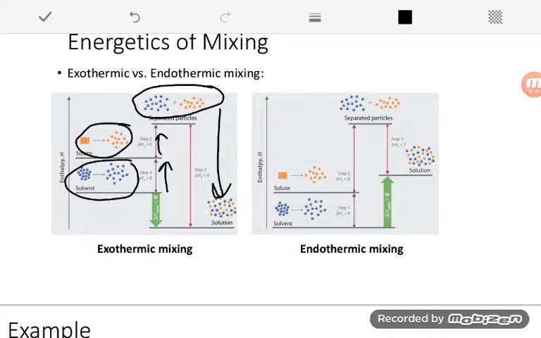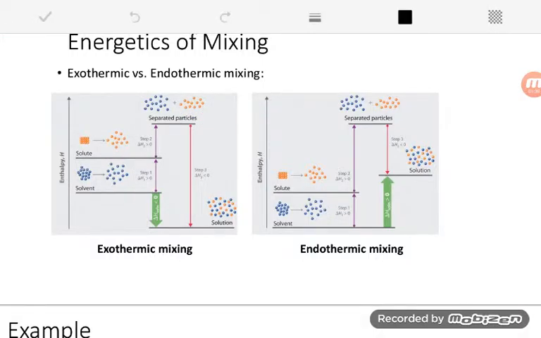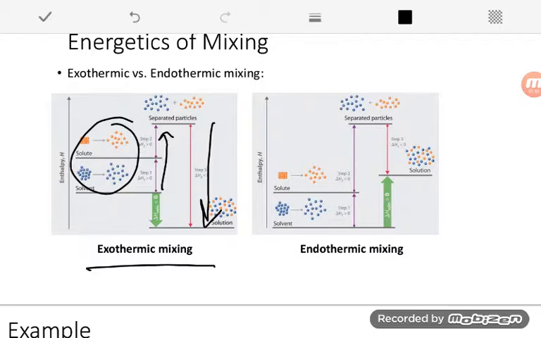So what we really need to worry about is the relative amount of energy required to separate our pieces, and then how much is released when we put them back together. If it costs less energy to move up than it releases when we go down, we can see overall we release a bunch of energy, and this is going to be exothermic. Didn't take much energy to separate our pieces, but it released a lot when we put them back together.